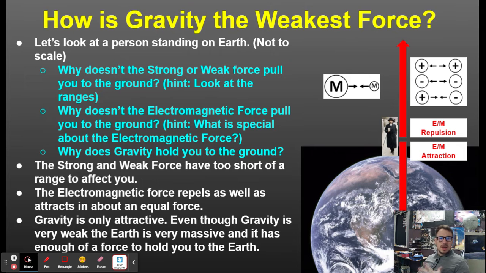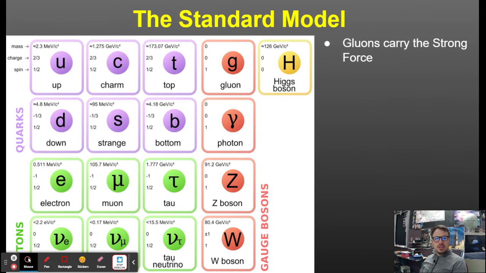Since there are about the same number of protons and electrons, they sort of balance each other out like this. And gravity is only attraction, and that's why, even though it's such a weak force, it only attracts. That's why gravity is what holds us to the ground. So this is the standard model of the universe.